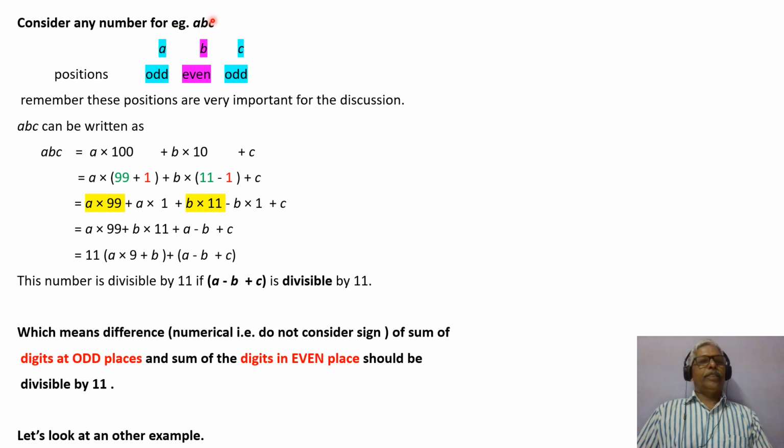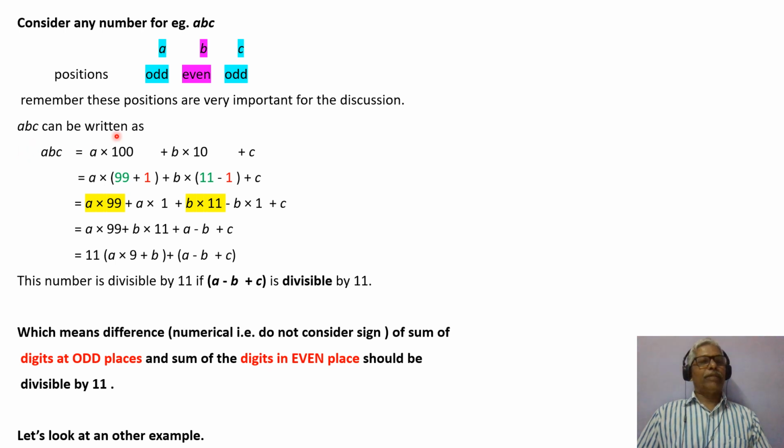Now let us see the general form of this. Consider any number, for example a, b, c. A can be anything, b can be anything, c can be again anything. Now as you have seen, the positions of these digits are very important. So a, b, c are like this. Then positions are, this is odd position, this is even position, this is again odd position. So remember, these positions are very important for the discussion.